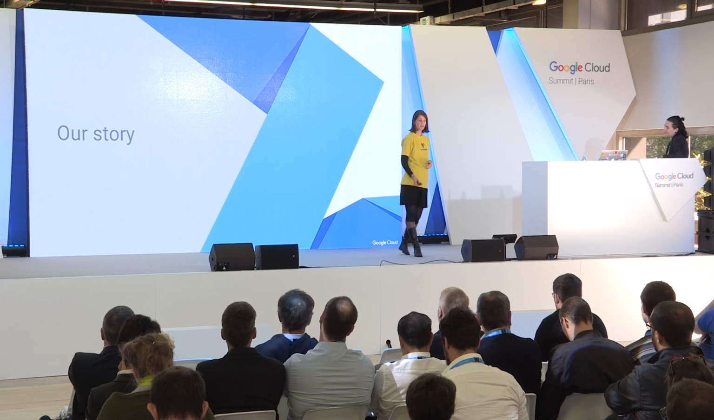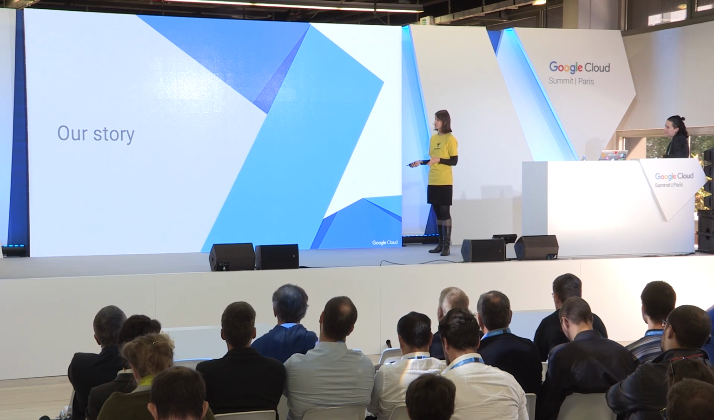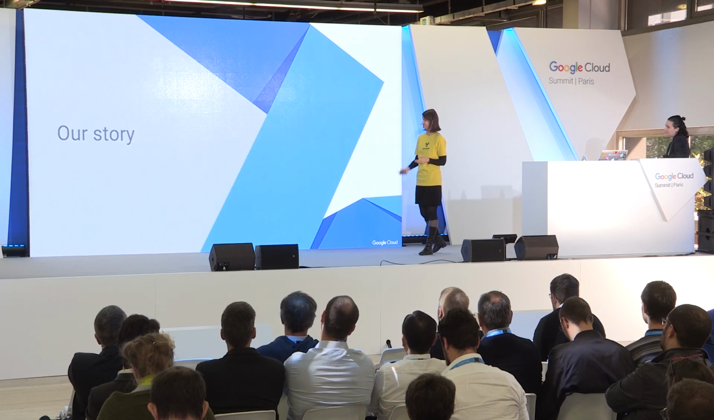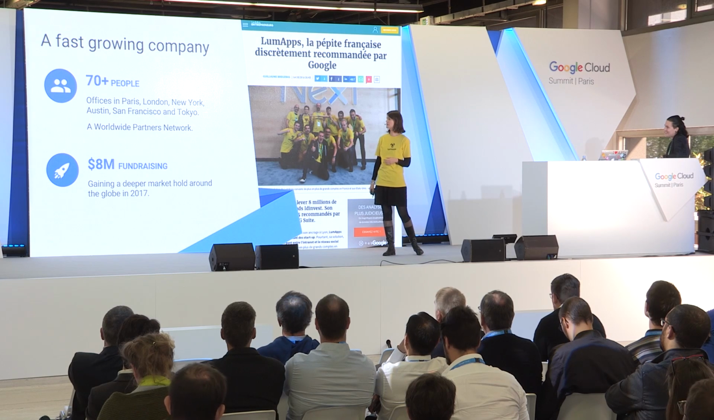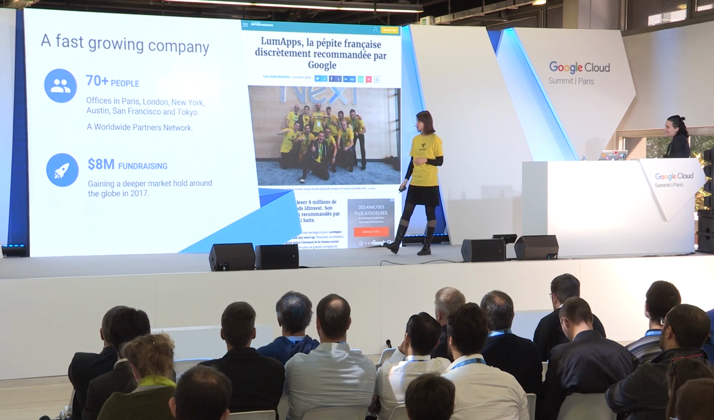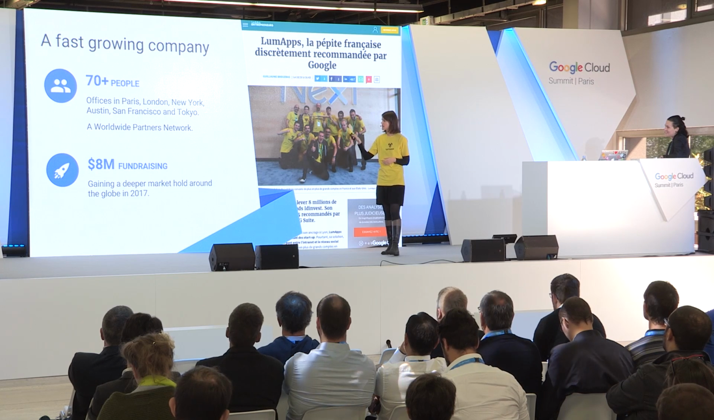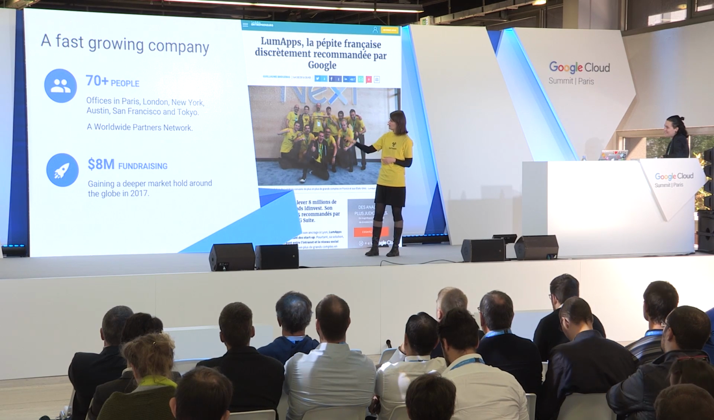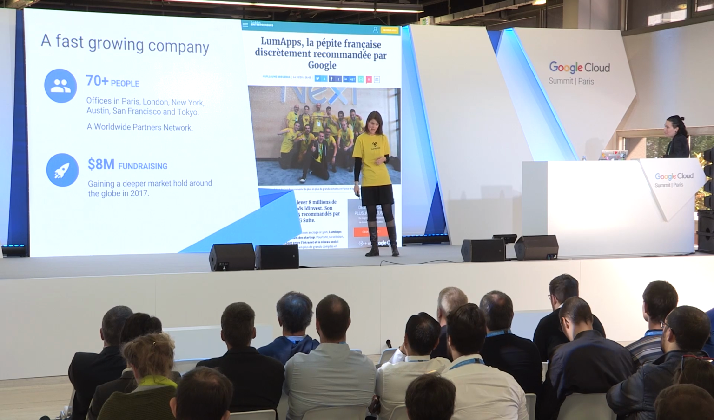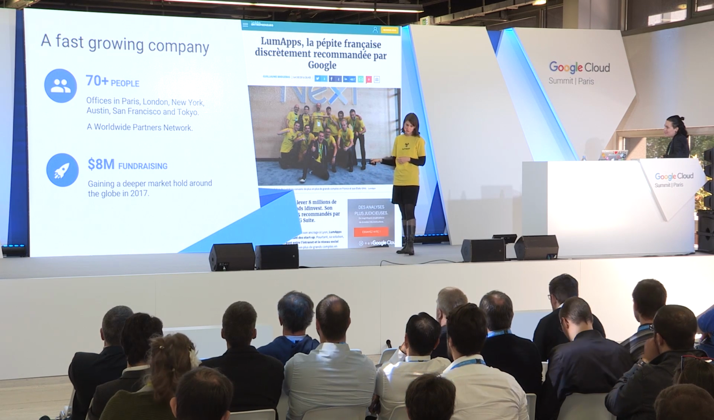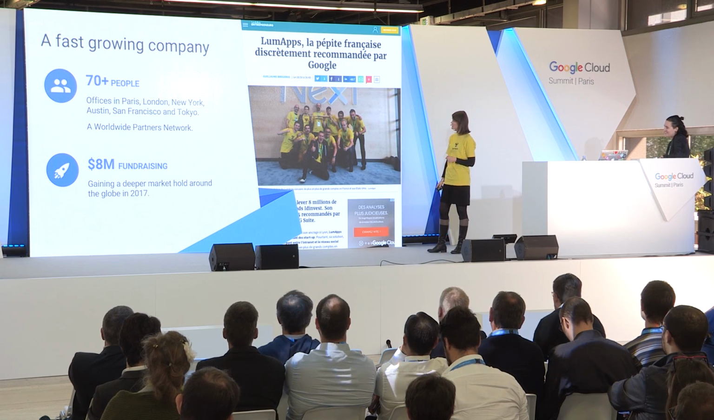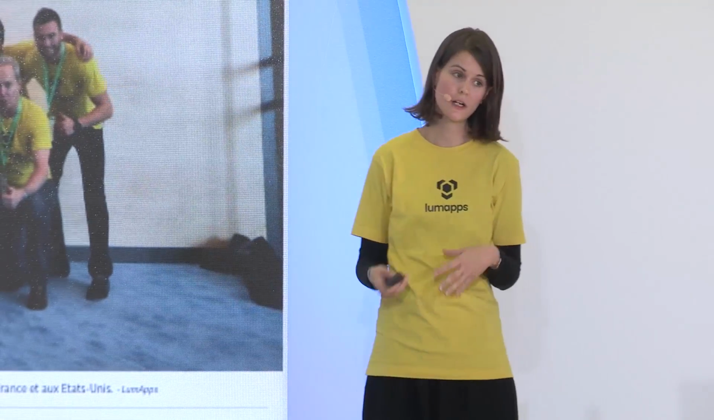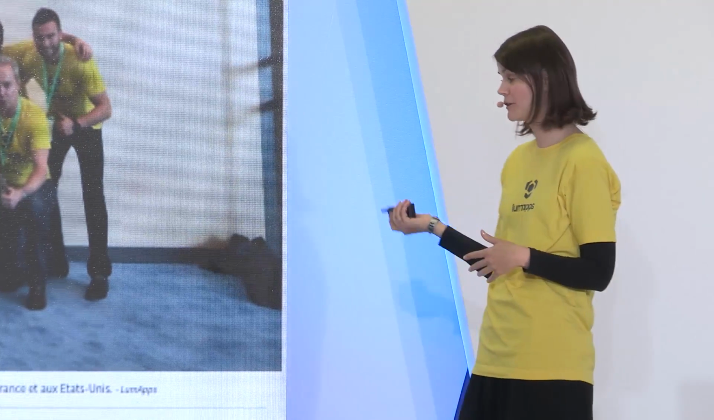Now we know what we sell, you know our product. I thought I would share something about who we are and what's our story. So this is us. We're about 70 people and constantly growing. We have offices in Paris, London, New York, San Francisco, and we recently opened Austin and Tokyo. We have a worldwide partners network, and this year we raised funds. We raised $8 million, and this is an article that was published last week in Les Echos. You can find it online, and it explains our philosophy, our strategy, and you can also get to know our founders.